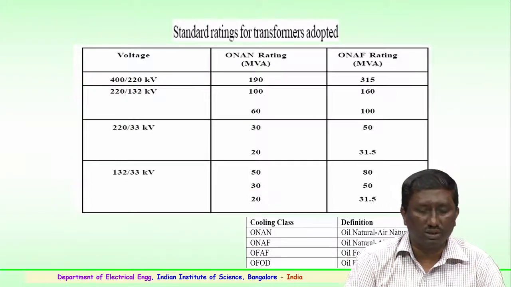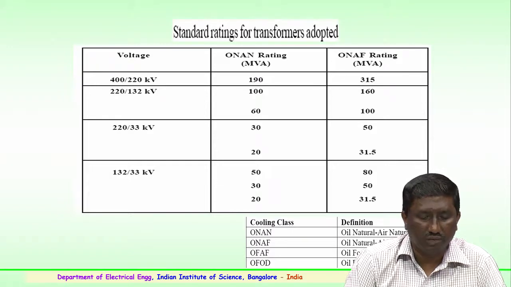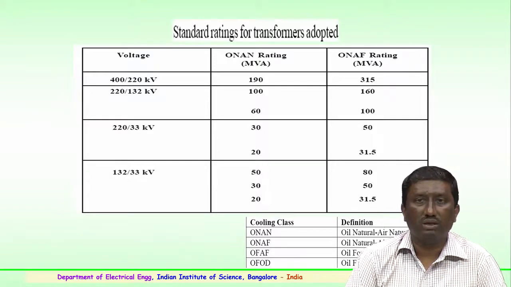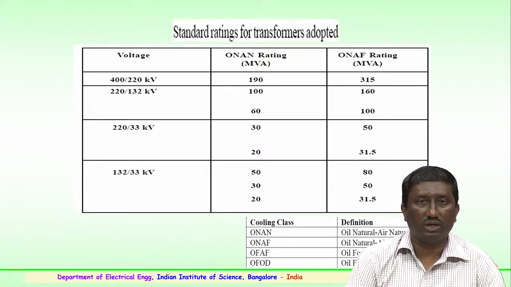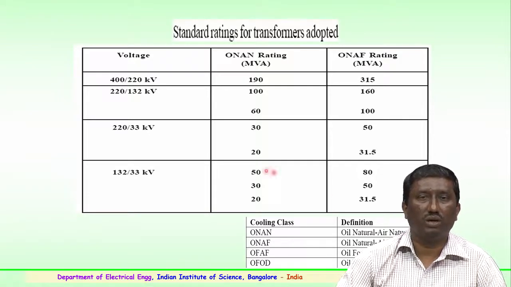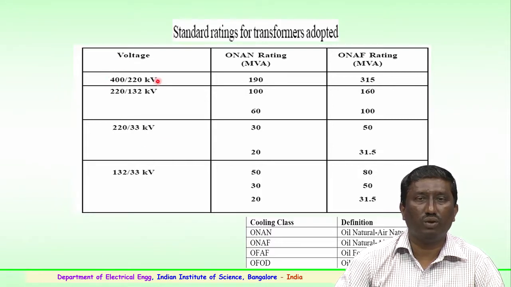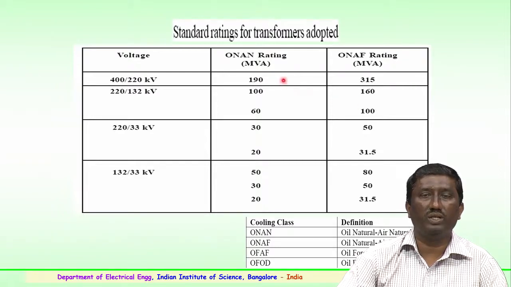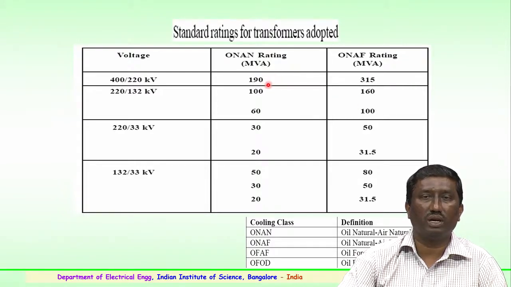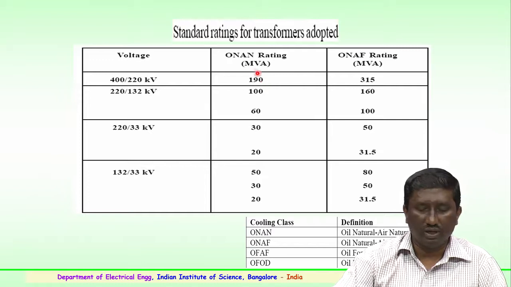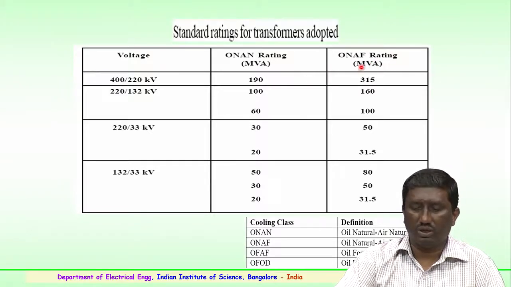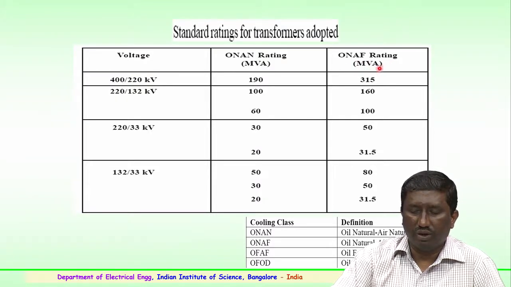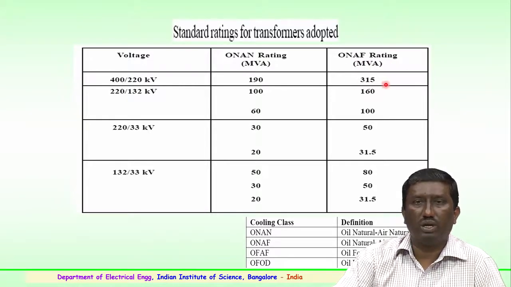Some of the information normally available for the standard ratings of transformers adopted for the substations is shown here. For a voltage level of 400 or 220 kV, an oil natural, air natural rating of 190 MVA is typically adopted. In case of oil natural, air forced rating, the megavolt ampere rating of the transformer could be around 350.